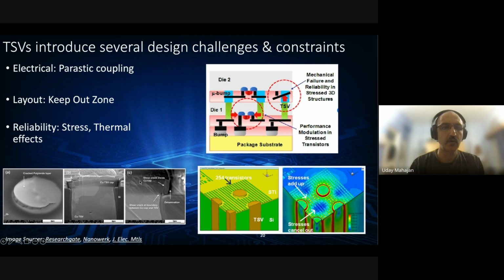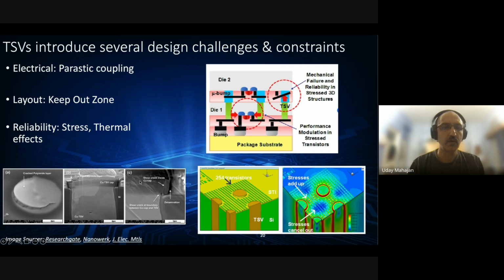So copper to silicon, the coefficient of thermal expansion is very, very different. So that causes a lot of stresses in the silicon. So that can not only shift the characteristics of neighboring, surrounding transistors, it can also physically cause cracks, delamination, and other kinds of damage to the TSVs as well as to the devices around them.